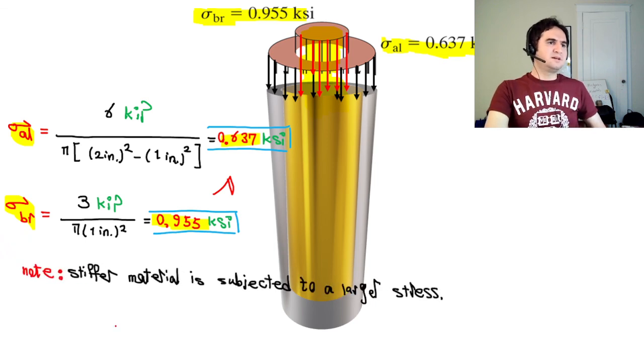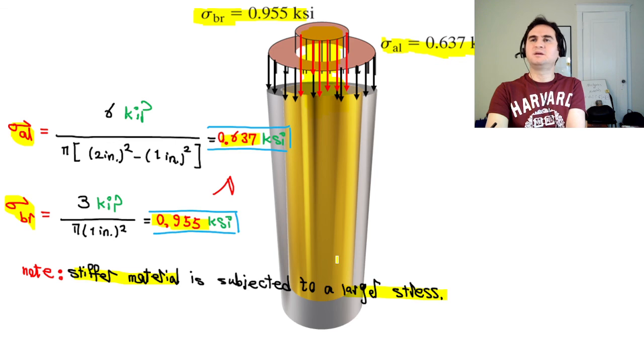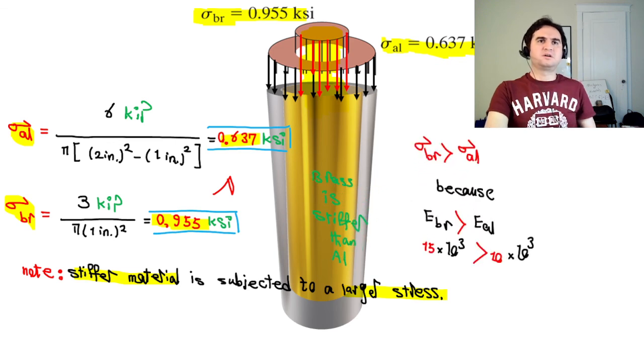Note the stiffer material carries larger stress. By stiffer we mean the material with the higher modulus of elasticity. So sigma of brass is higher than sigma of aluminum. That's because brass is stiffer than aluminum, and by stiffness we mean the modulus of elasticity of brass is higher than aluminum.